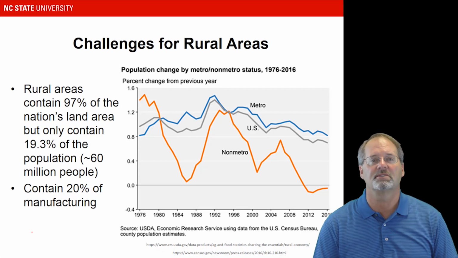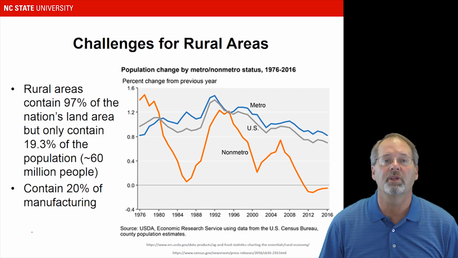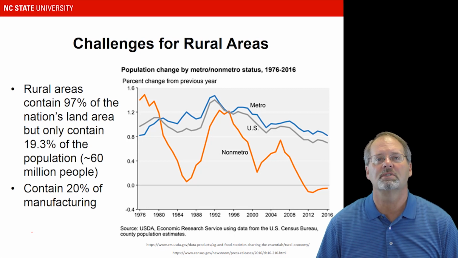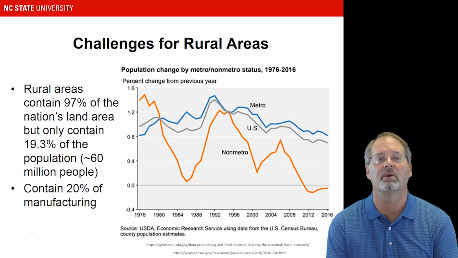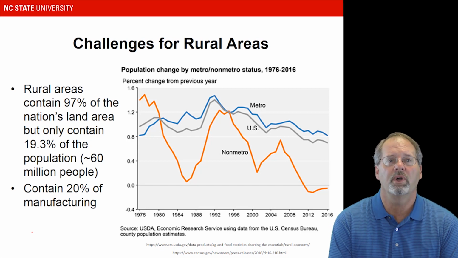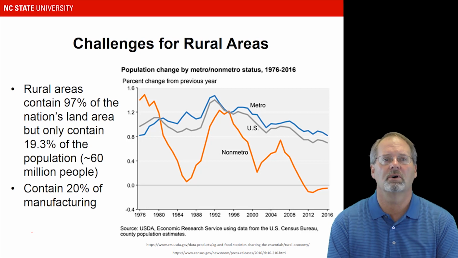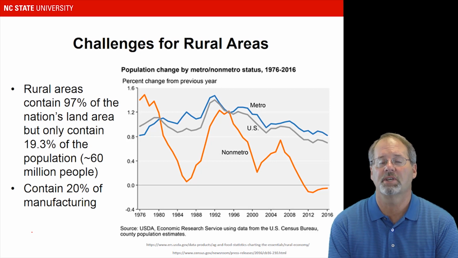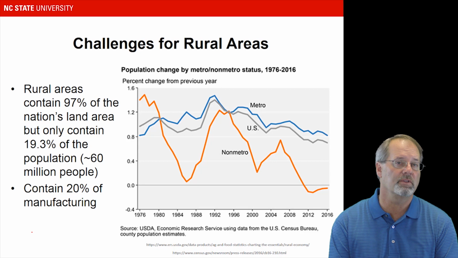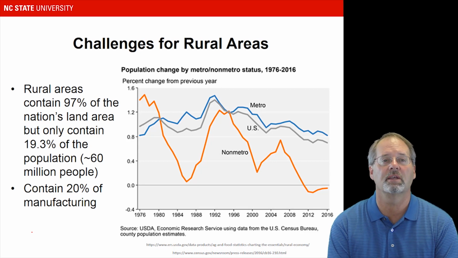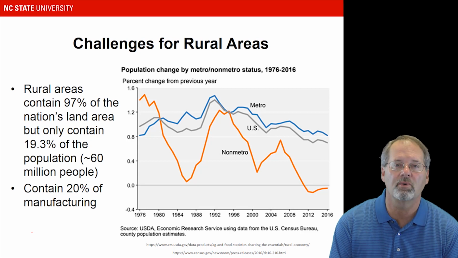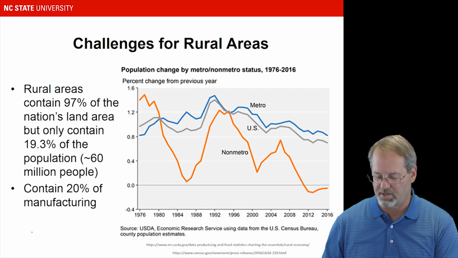If you contrast that to metro or urban areas in the blue, you can see there's been a steady increase in the population in urban areas, around 0.8 to 1.4 or so percent change every year. So there's growth in the urban areas, and then there's a decline recently in the rural areas. This is not what we need for making a sustainable rural area.